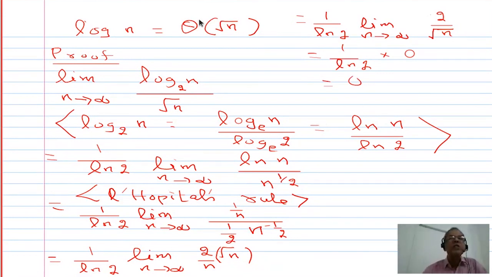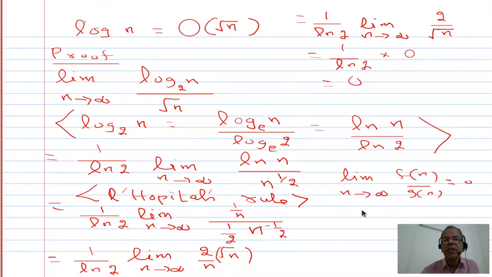Okay. Oh, this is wrong. I should not say big O of n. Look at the definition. The definition is limit of f of n over g of n as n tends to infinity. If this is equal to 0, then f of n is big O of g of n. In fact, it is small o of g of n. Therefore, I can write this as, okay, log n is big O of.